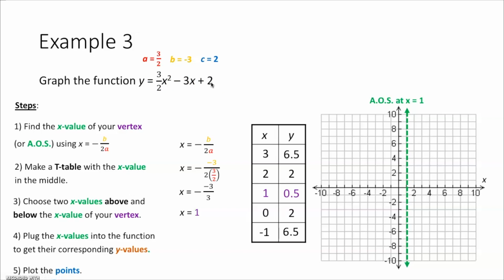Now I can plot these points. So here, 3, 6.5: over 3 on the x-axis, up 6.5 on the y-axis, put a point. 2, 2: I go over 2 on the x-axis, up 2 on the y-axis, put a point. Then 1, 0.5: over 1 on the x-axis, up 0.5 on the y-axis, put a point. 0, 2: over 0 on the x-axis, up 2 on the y-axis, put a point. Negative 1, 6.5: over negative 1 on the x-axis, up 6.5 on the y-axis, put a point.